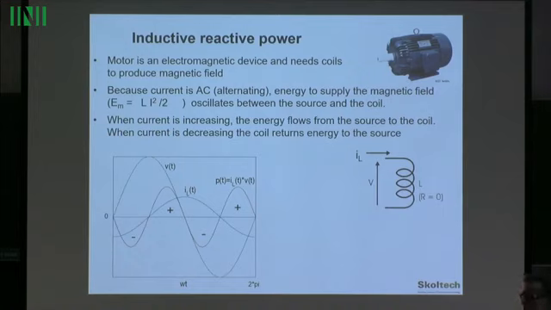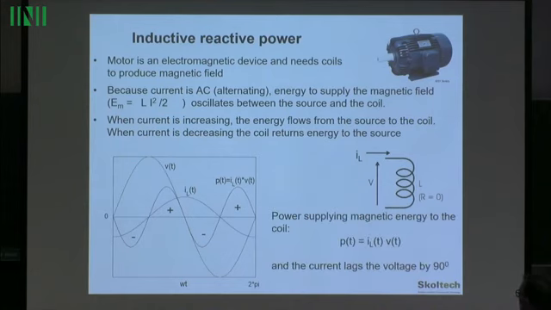So you have energy exchanges between the coil and the source. When current is positive, the coil gets magnetized. It increases its magnetic energy. When current is negative, it demagnetizes. It goes back. So we have continuous exchanges of energy between the source and the coil. And that energy is called reactive power.